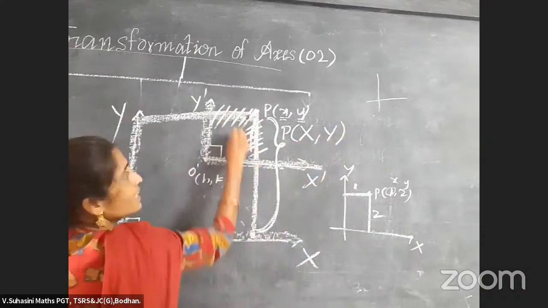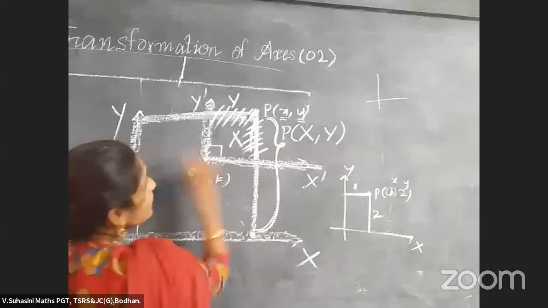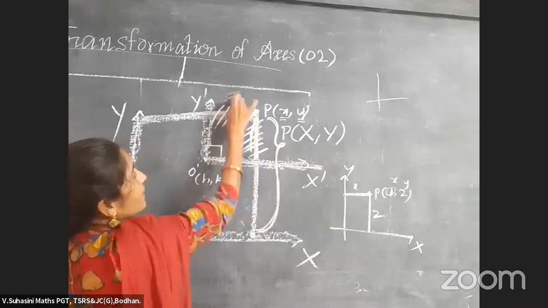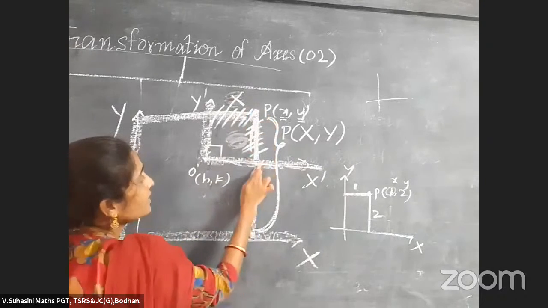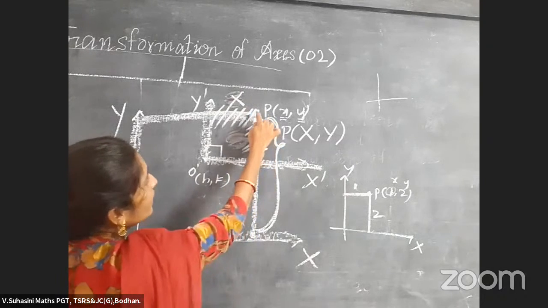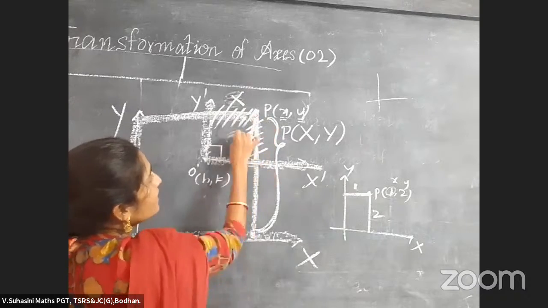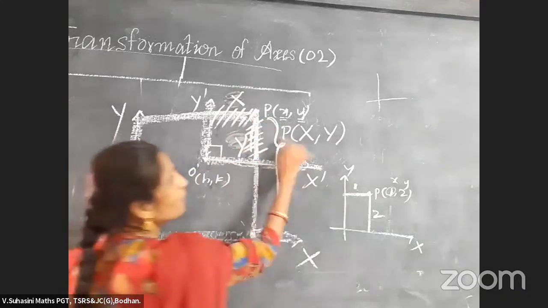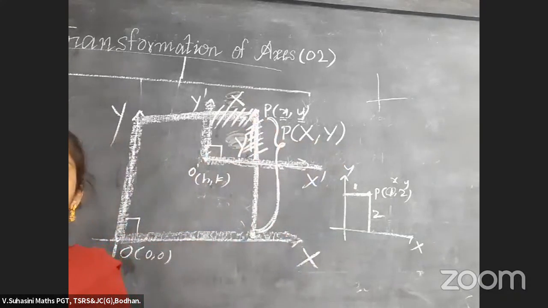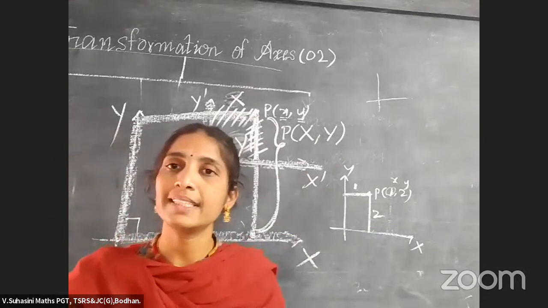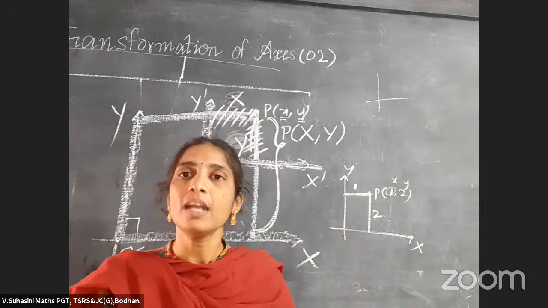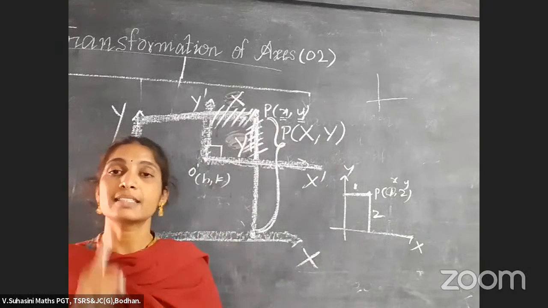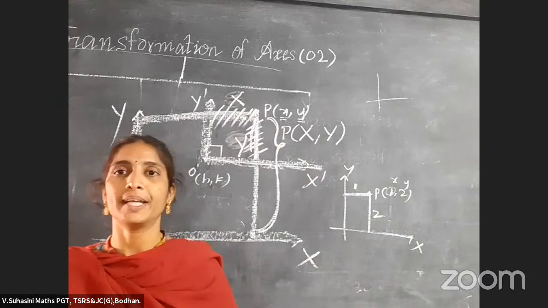Suppose we are taking this as P. The perpendicular distance of the point from the y-axis will give us its x coordinate, and the perpendicular distance of P from the x-axis will give us the y coordinate. Therefore, P is capital X, comma, capital Y. So why are the coordinates changing? Because the distances of the point P from the coordinate axes are changing. This is point number 1 to be noted.